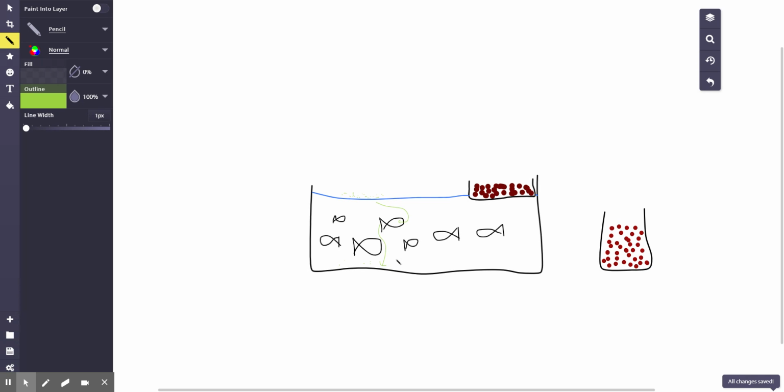And eventually that poop is going to start breaking down, and it's going to form a toxic chemical called ammonia, which is NH3 or NH4, ammonium or ammonia. So ammonia is going to be in here, and it's going to actually kill the fish if the levels get too high. Then the fish will die.